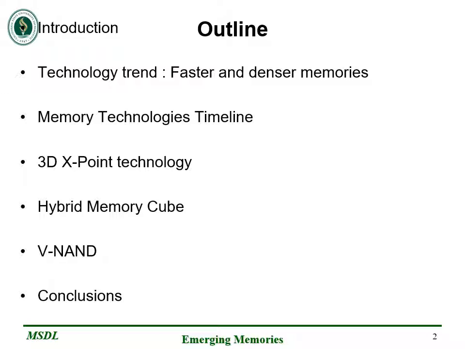I'd like to give you a brief outline of what the presentation consists of. There will be an introduction to the emerging memories, a basic outline of the technology trend, how they are moving towards faster and denser memories nowadays, and a technology timeline consisting of how the technologies have evolved over a period of time, keeping in regard the size and density. And then we come to the main point of our presentation, the emerging technologies, basically consisting of 3D crosspoint technology, hybrid memory cube, and VNAND. Then at the end, I'll move on to the conclusions.